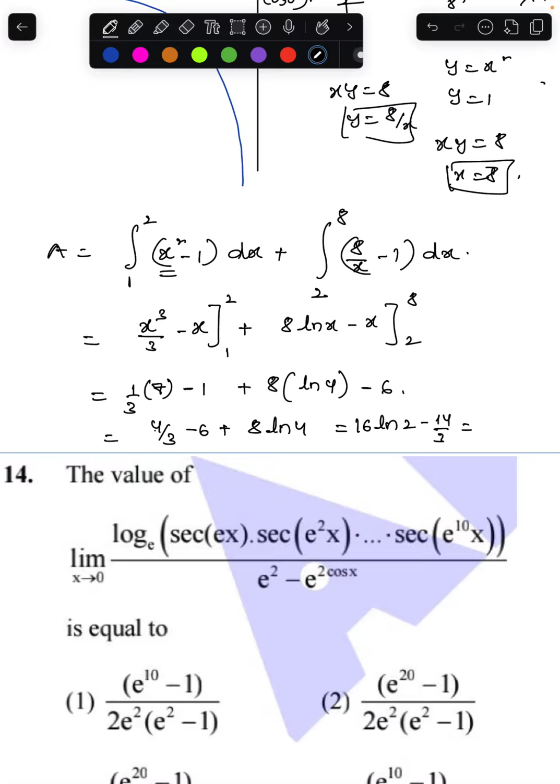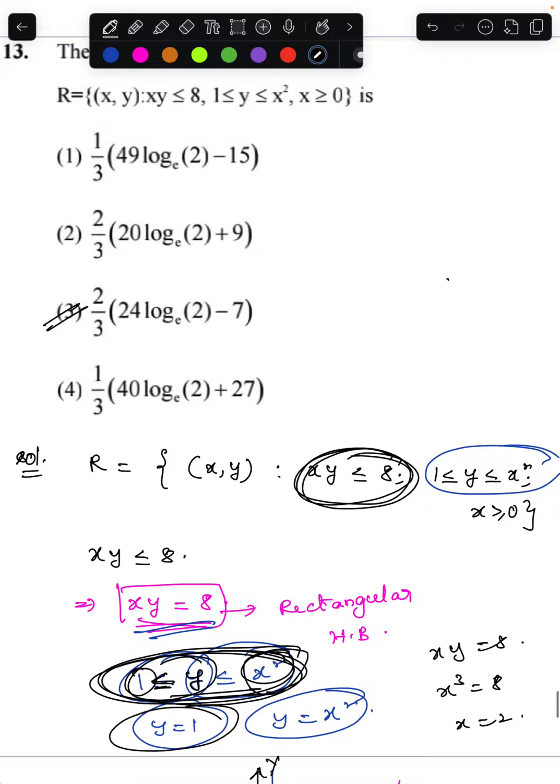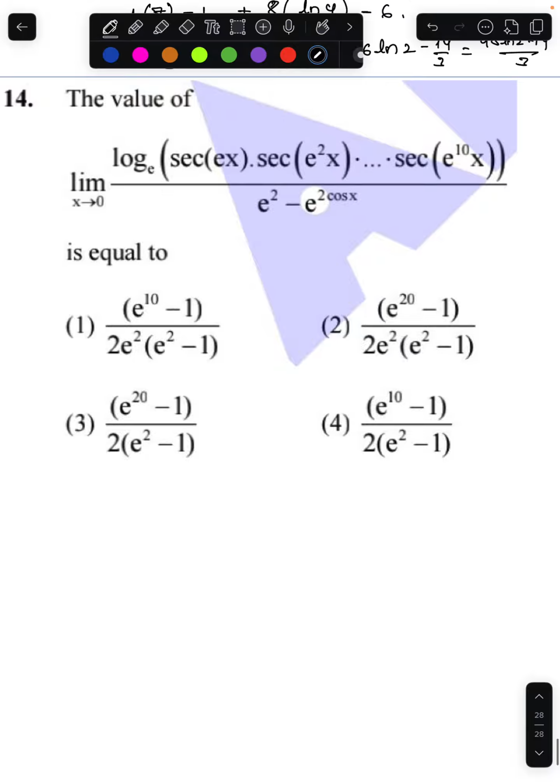So if I take the LCM, 48 log 2 minus 14 by 3. If I take 2 by 3 common, I will get 24 log 2 minus 7, right? So that is the third option, 24 log 2 minus 7. Done. Let's move to the 14th question then.